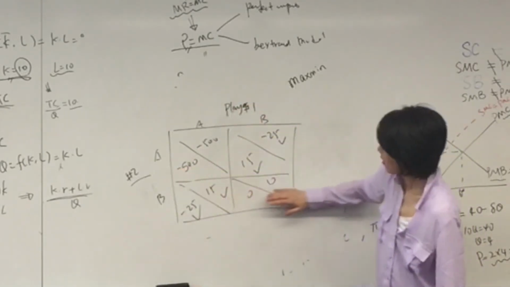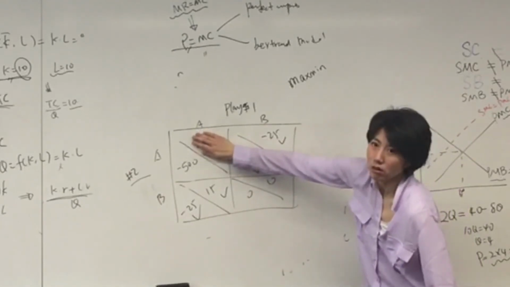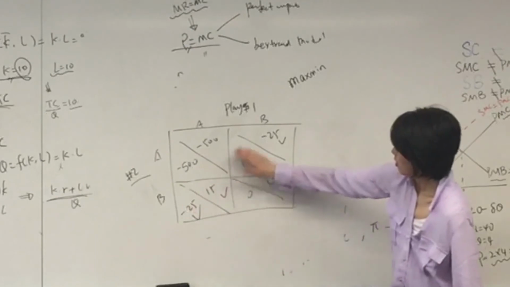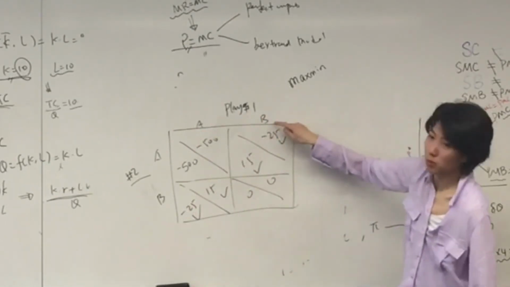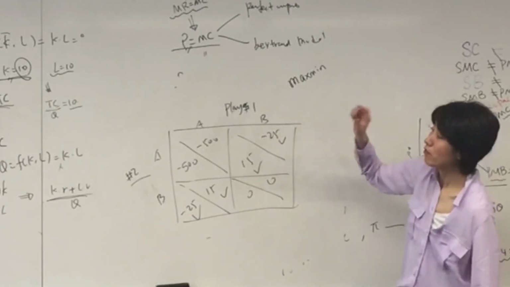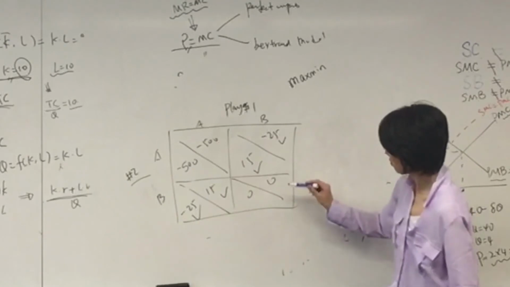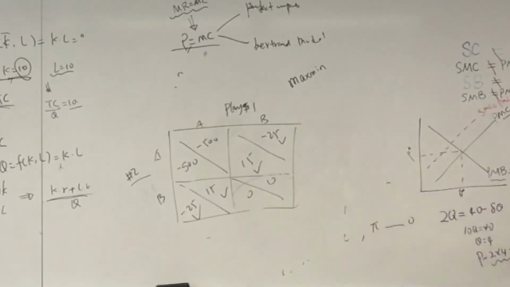If player 2 chooses A, player 1 will avoid this greatest loss, right? Or choose B. If player 2 chooses B, to avoid the greatest loss, player 1 will also choose B. Right? So if both players choose their maximin strategy, this will be the Nash equilibrium, to avoid the greatest loss.